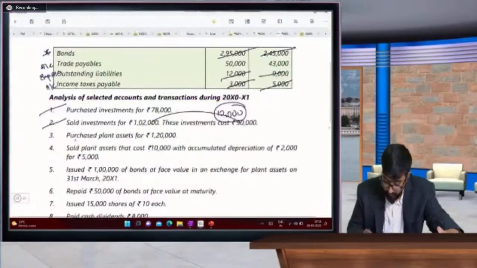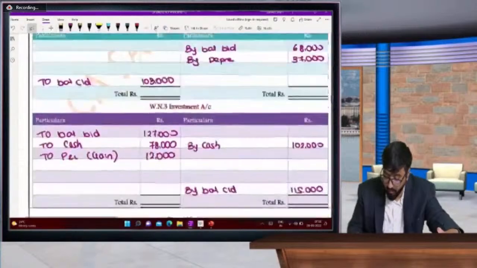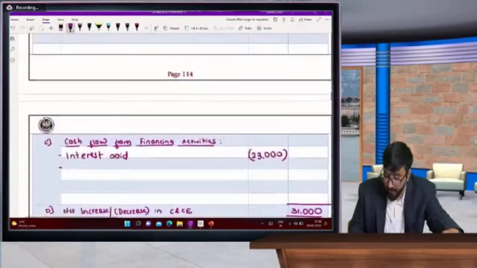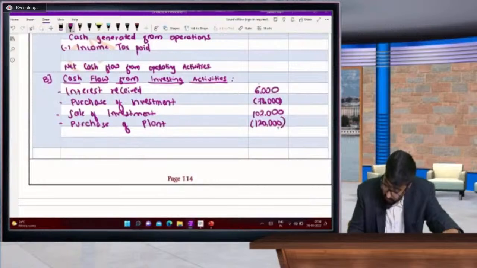Next one. Purchase of plant assets is rupees 1,20,000. Purchase of plant, so the entry is very easy. Plant account debit to cash, 1,20,000. And the second effect I'm giving in the investing activity: purchase of plant is in bracket, it is a bracket outflow, 1,20,000.